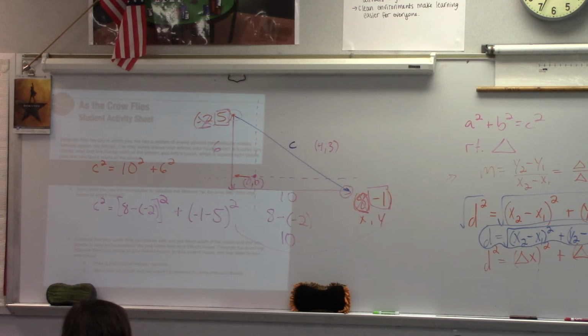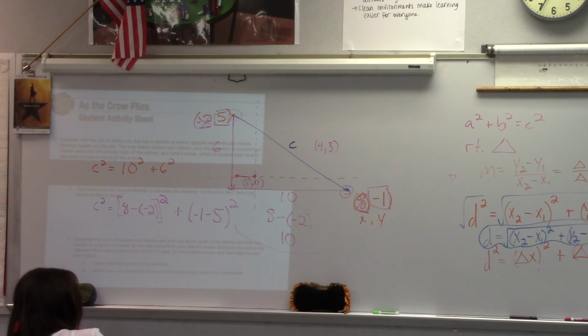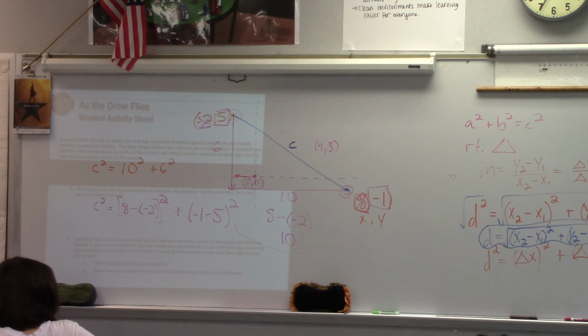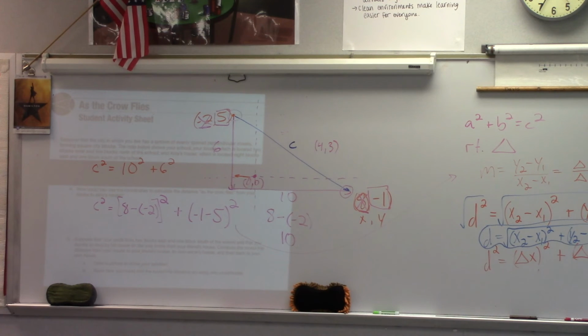Okay? And this may not be true for you, but legitimately for me, that distance formula was somewhat intimidating the first time I learned it. To me, doing d squared equals delta x squared plus delta y squared reminded me of the Pythagorean theorem, and it was easier for me to remember. Doesn't matter which one you use.